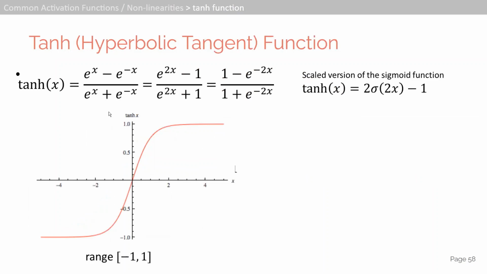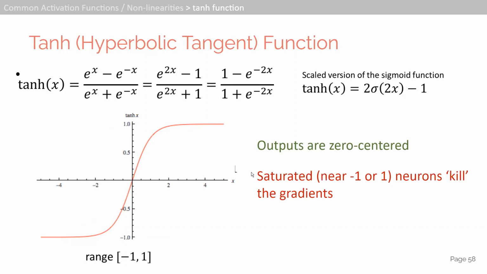Okay, what else? You have the hyperbolic tangent function, or think of this as the scaled version of the sigmoid function. It looks like the sigmoid function, it's just zero-centered now, and it ranges from -1 to 1. Because of that, you don't have the non-zero-centered issue that you have in the sigmoid function. But it also has the same problem, wherein you could kill the gradients if you have very big values.